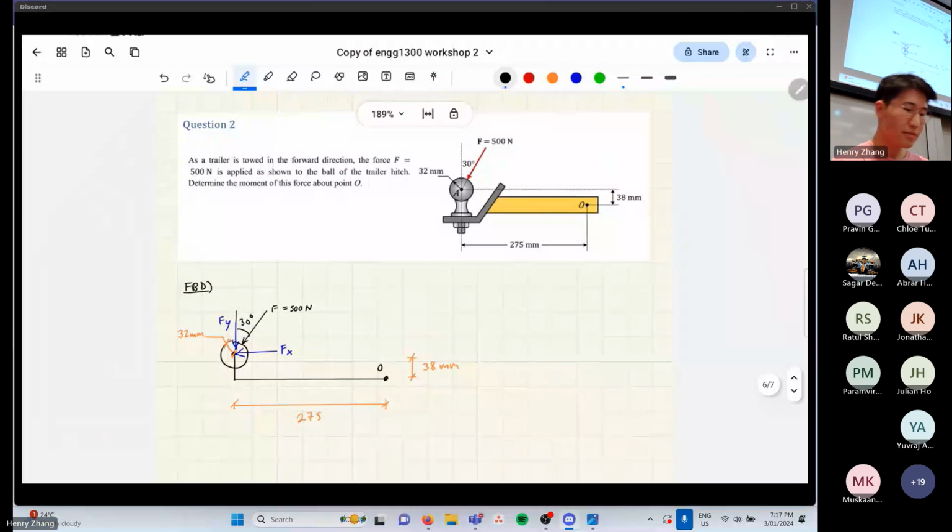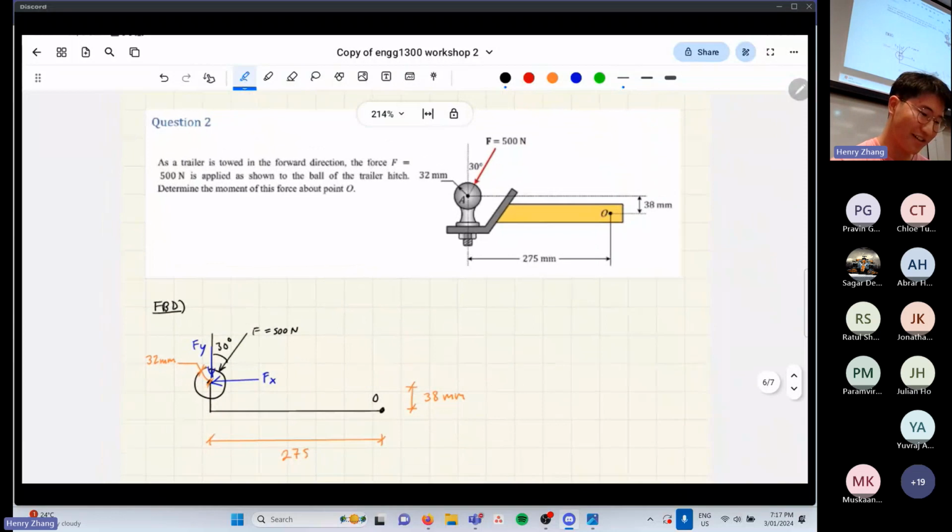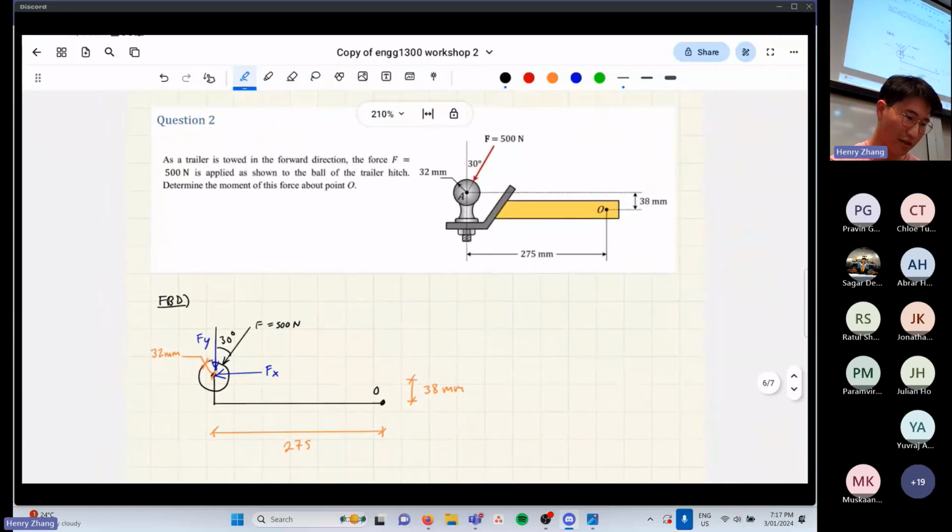All right. So here we have a trailer that is towed in the forward direction and the force is applied onto the ball of the trailer hitch. Determine the moment of this force about point O, which is over here. There's actually two ways to look at it. We're first going to look at it as a resultant moment question.